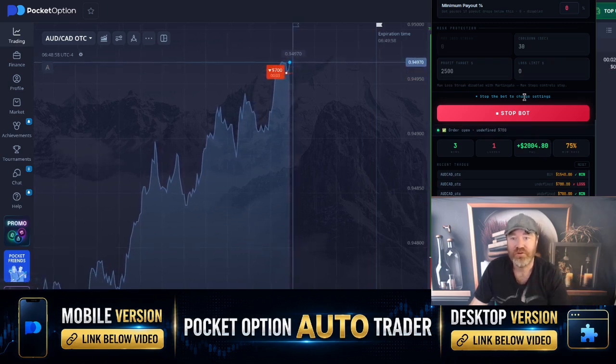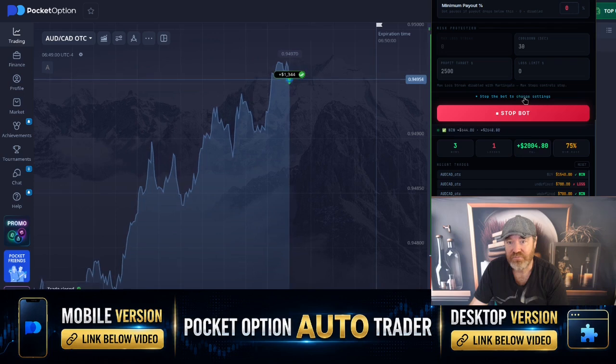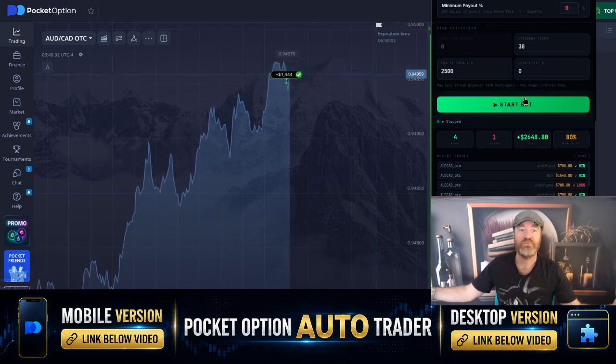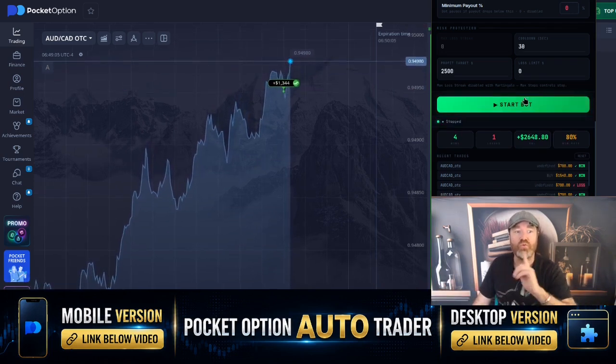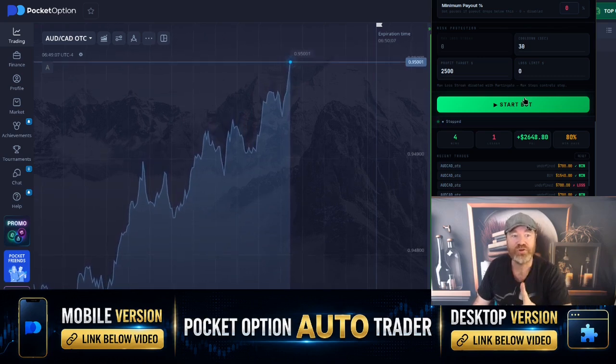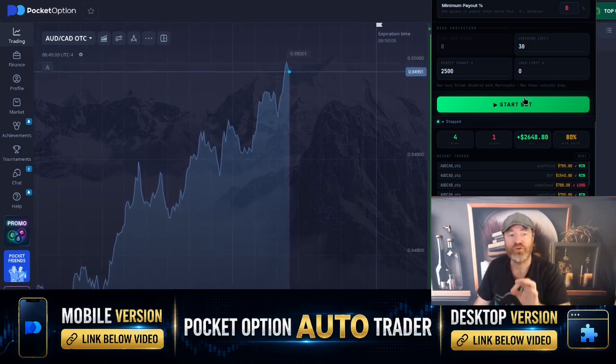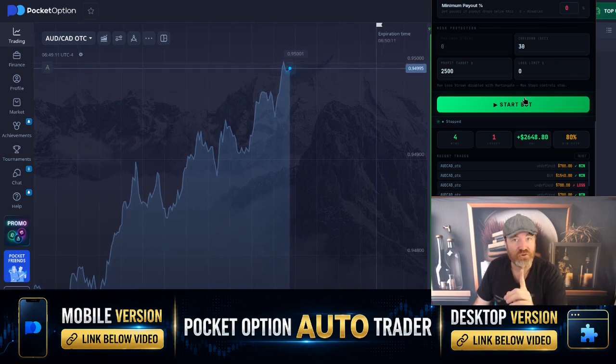So he's going in now with a sell trade. That one turned into a winner, and there we have it. 4 wins, 1 loss, 80% win rate, $2,648 profit. That is good in my book.